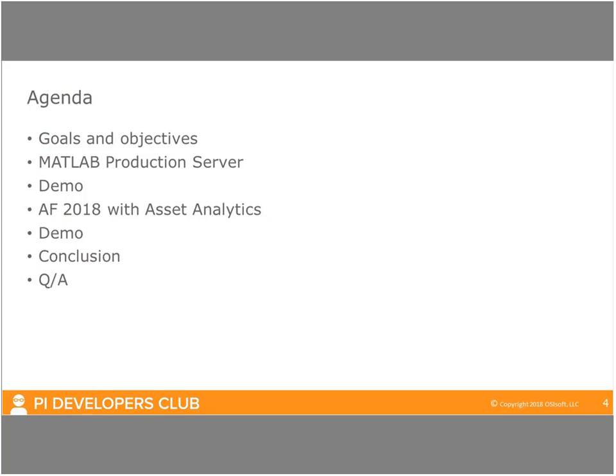And I want to spend the next couple minutes giving you an overview of what we're going to talk about in this webinar. The agenda: first, we're going to go over some of the goals and objectives of the work that we've done between OSIsoft and MathWorks in terms of integrating our respective products. Then we're going to spend a few minutes going over what a MATLAB Production Server is. That's the key integration point between OSIsoft and MathWorks. Then we're going to have some time to go over some live demos on how everything works and, from an end user perspective, what you need to do. And in between those demos, we're going to spend a few minutes going over the highlights of AF 2018 with Asset Analytics and all the new features and functions that we're adding to the software. Finally, we'll conclude, and then we'll take questions from the audience.